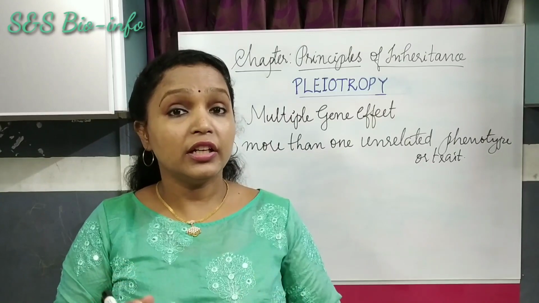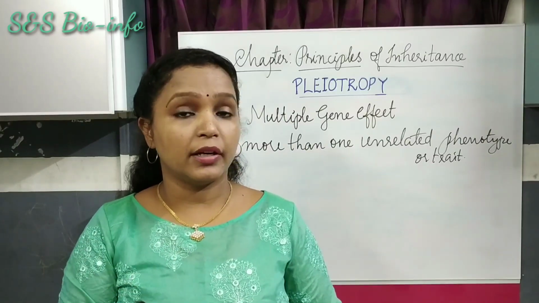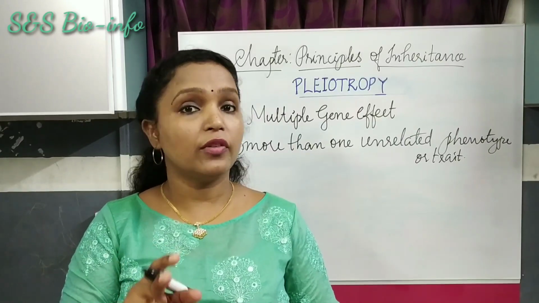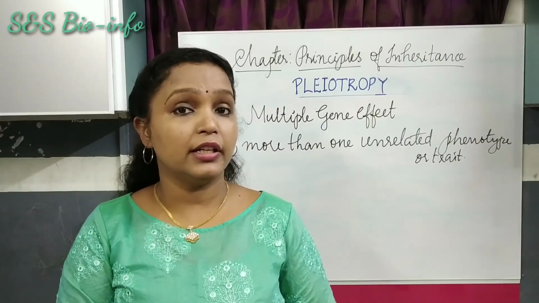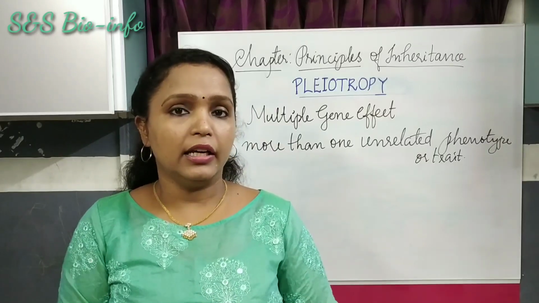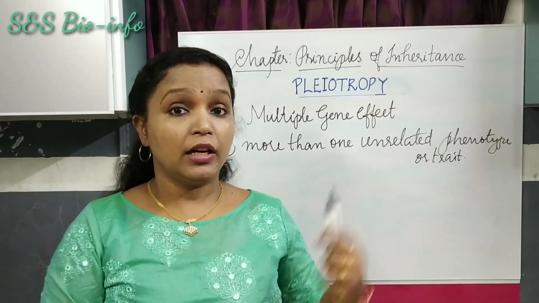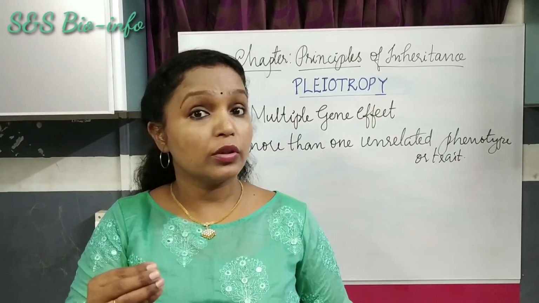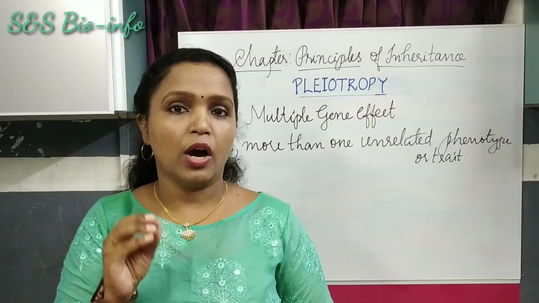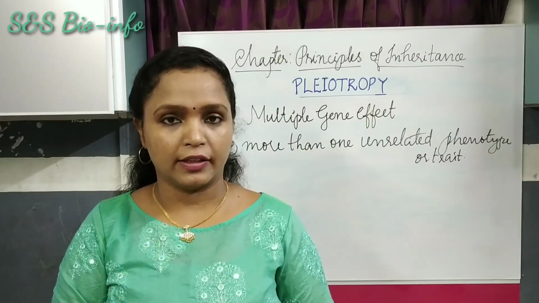Generally, in a diploid organism, a gene controls a particular trait with the help of one pair of alleles, which we have already learned in the previous session according to the Mendelian pattern of inheritance. Here, a particular gene controls more than one trait. That is the actual meaning of pleiotropy or multiple gene effect.